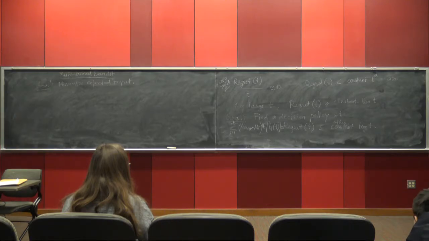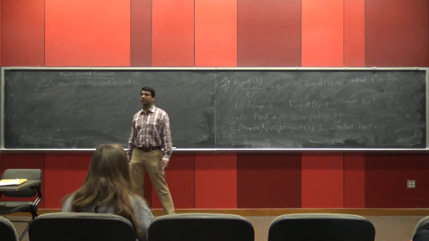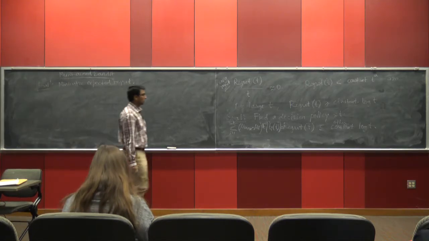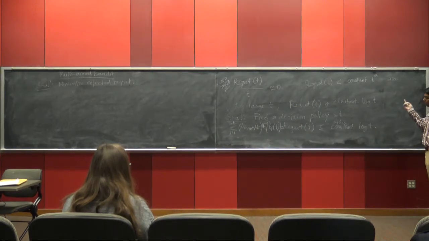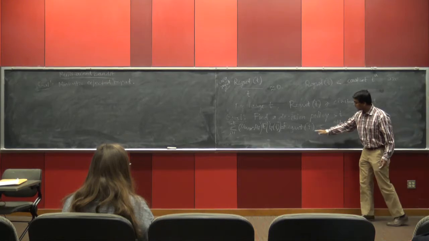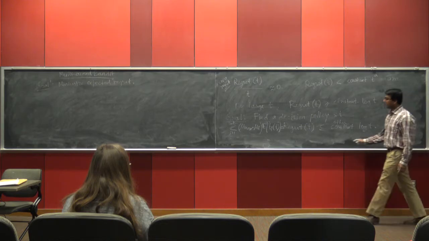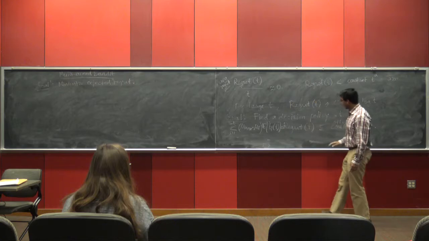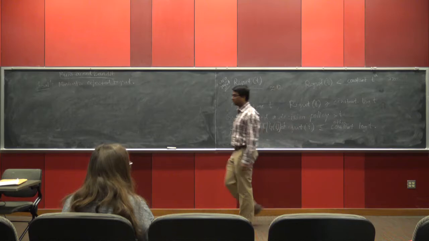Is that clear? Does that make sense? Okay. So Lai and Robbins said regret is greater than order of log t. So what do I want to do? Well, I want to come up with a policy so that the regret is less than or equal to order of log t. What that entails is that I pull the non-optimal arms in such a manner that I pull each of them equal to or almost equal to log t times.